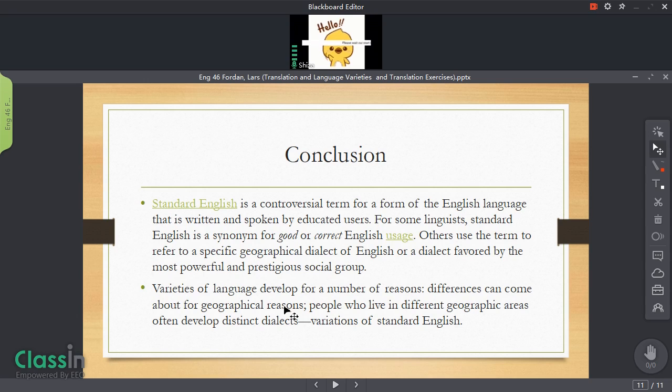Varieties of language develop for a number of reasons. First, differences can come about for geographical reasons. People who live in different geographic areas often develop distinct dialects, variations of standard English.